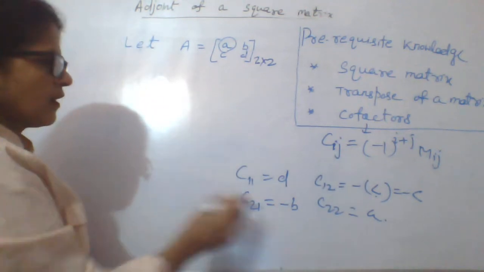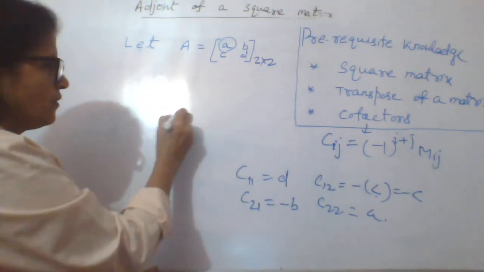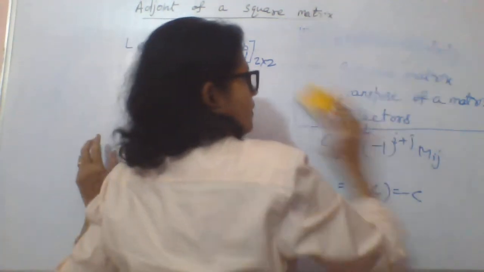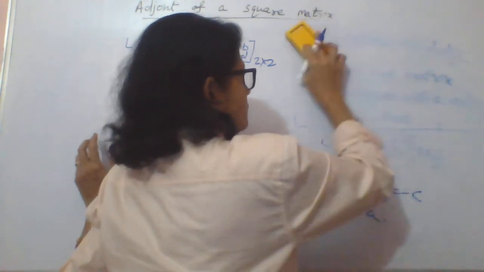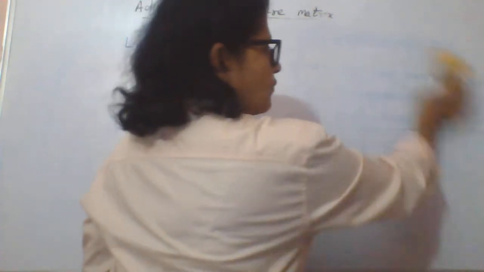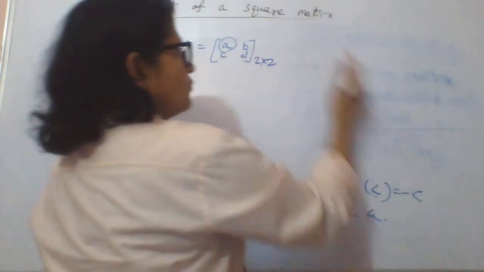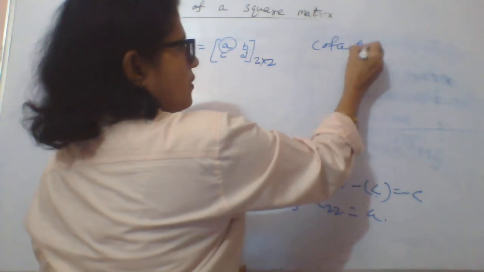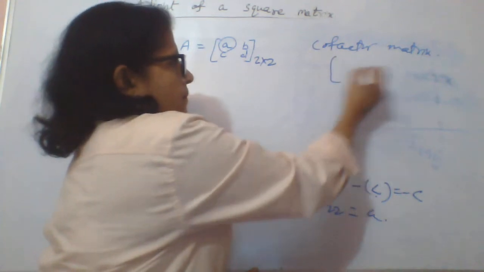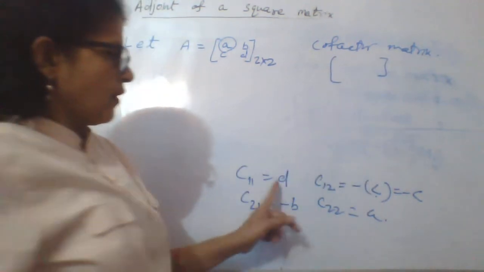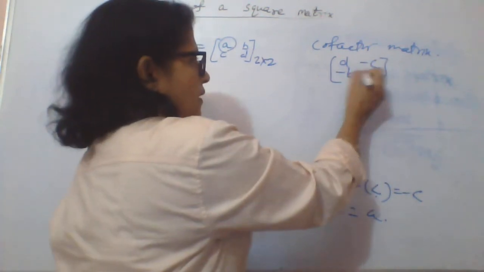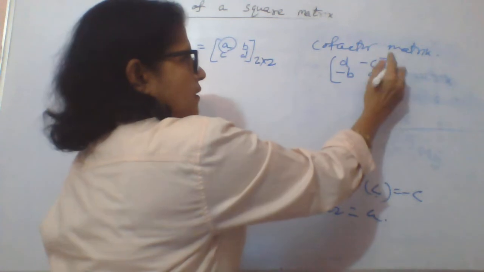So you are getting the cofactor matrix. Our cofactor matrix is what? We write C11, C12, C21, C22. So C11, C12 means D, minus C, and minus B, A. This is your cofactor matrix.